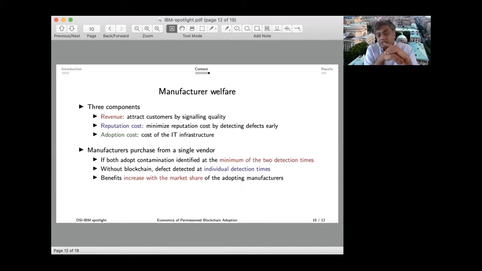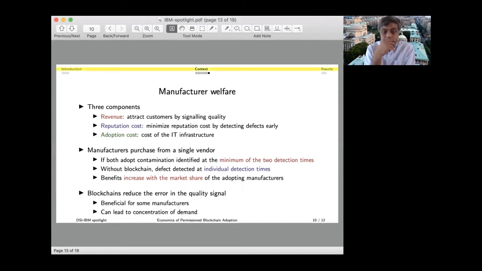But the problem is that if you get onto the blockchain, the consumers get to know your quality better, which means that being on the blockchain makes sense for high quality manufacturers, but it may not make sense for low quality manufacturers that already have market share. And that's the tension that we look at.